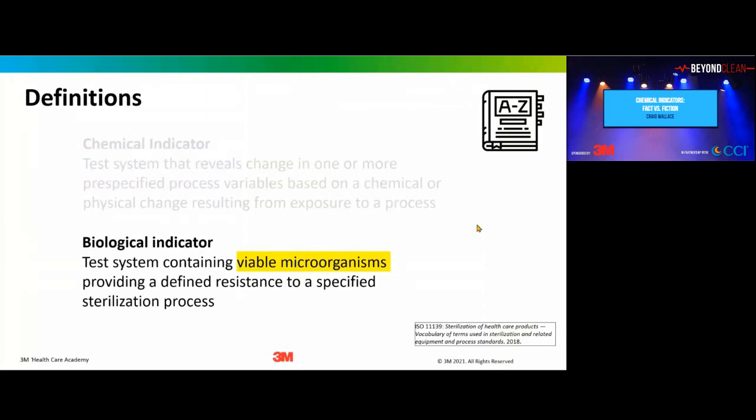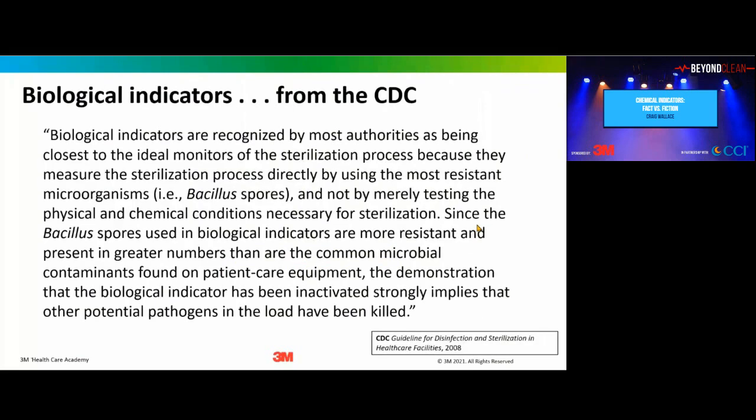There is a document put out by the CDC in 2008 and then updated in 2015 called the Guideline for Disinfection and Sterilization in Healthcare Facilities. So a super, super reference document on this whole field of disinfection and sterilization. And there is a quote that I pull out from them because I think they have given the best information on the whole rationale for biological indicators, and probably the best information to answer the question we've got on the table: that you can replace biological indicators with chemical indicators.